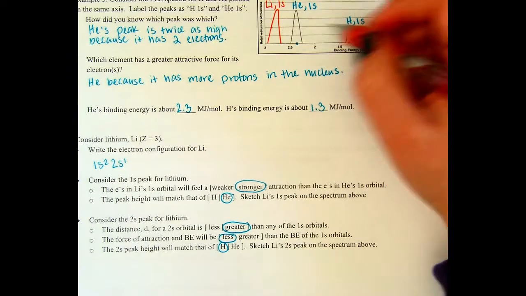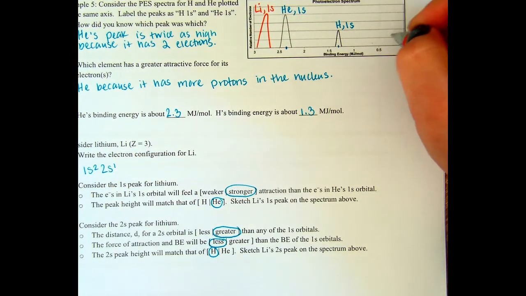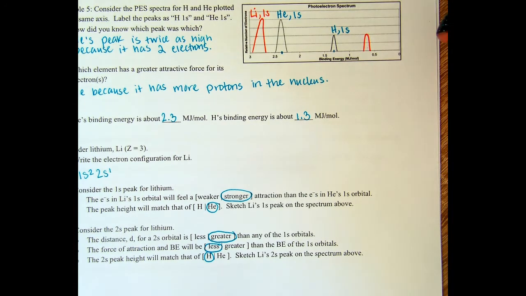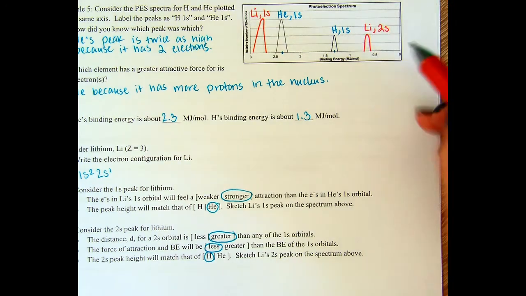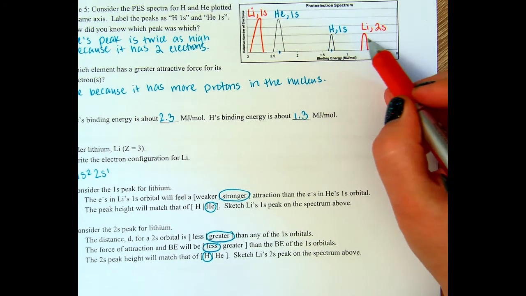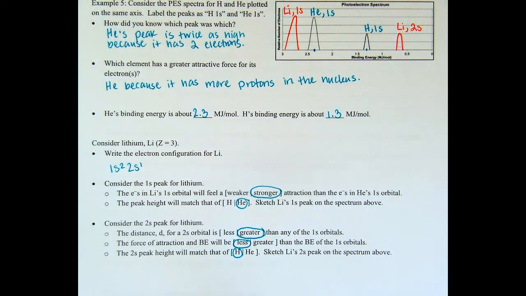So we know it's less attracted than any of these other orbitals, so we're going to draw it somewhere over to this side. It doesn't really matter where you draw it as long as you show it's over to this side. I'm going to pick right there. And so that's my lithium 2s. Make sure you draw the peak height the same as hydrogen to show that there's only 1 electron in lithium's 2s shell. Okay, so that is it for lesson 8.2.